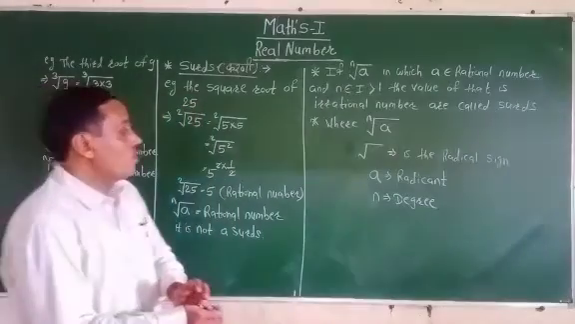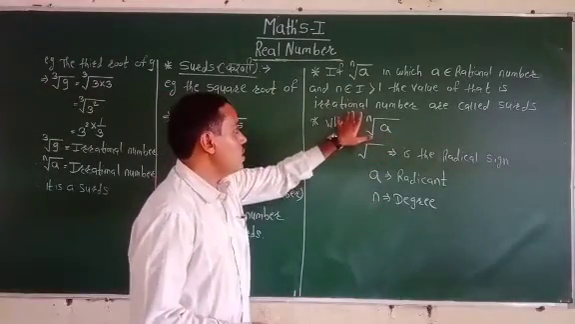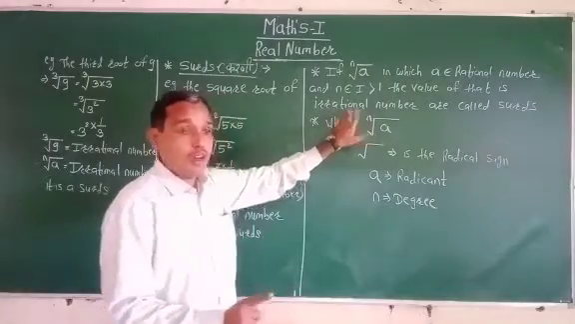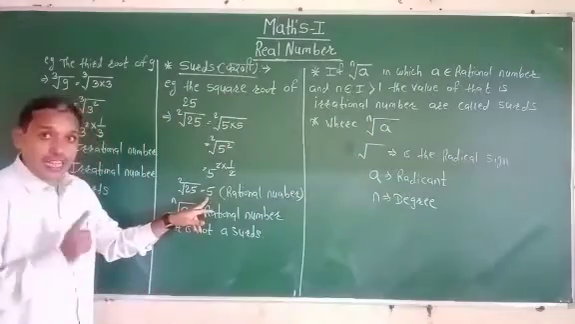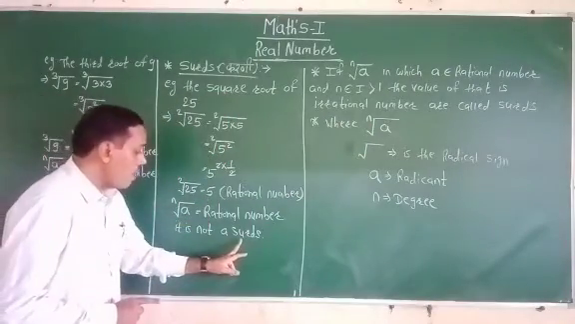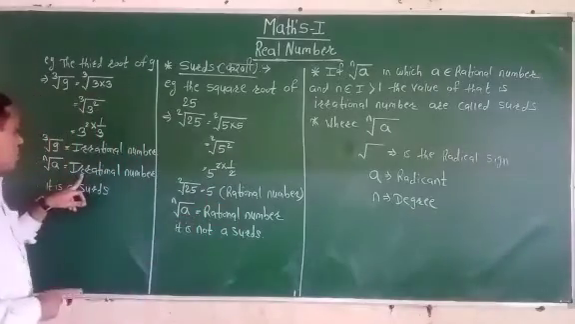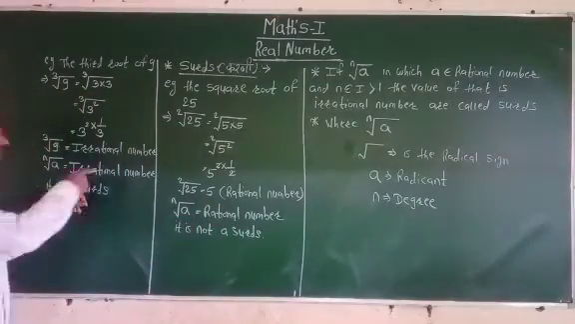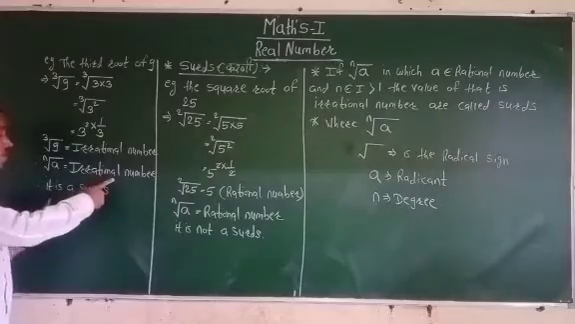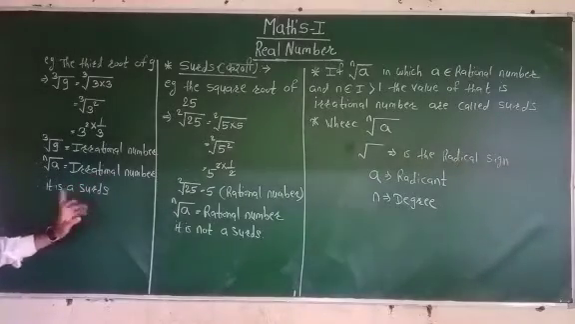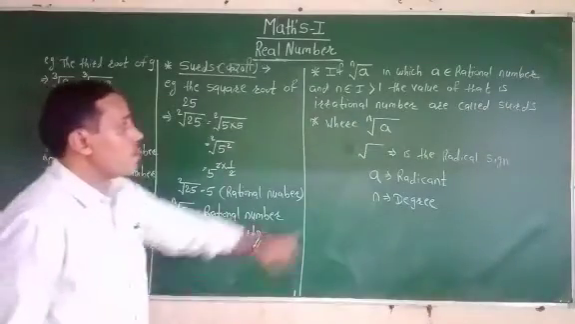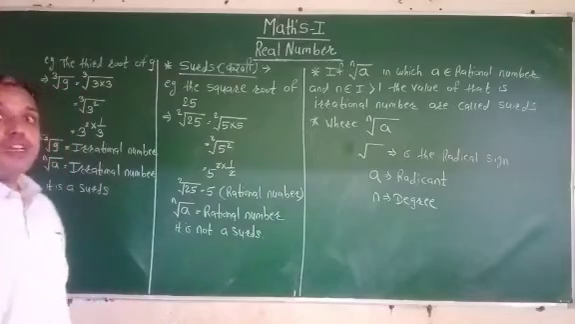So the value we get is only and only an irrational number. If we get a rational number, we never call it a surd, and if we get an irrational number, then we call it surds. So according to these two examples, we get the definition of the surds.